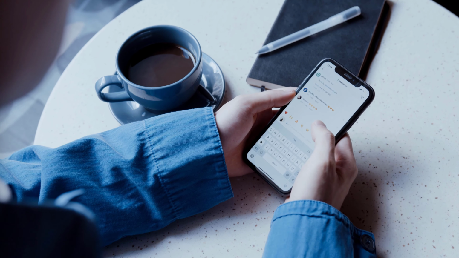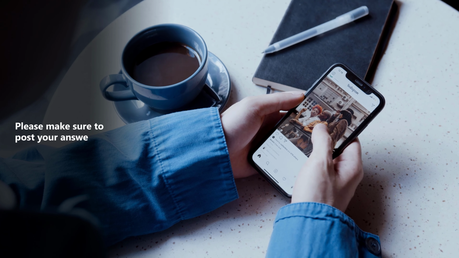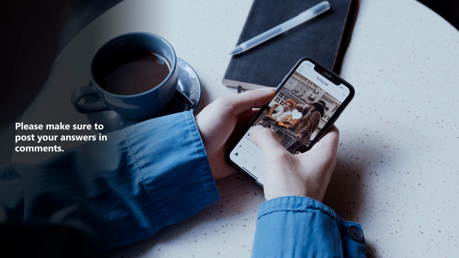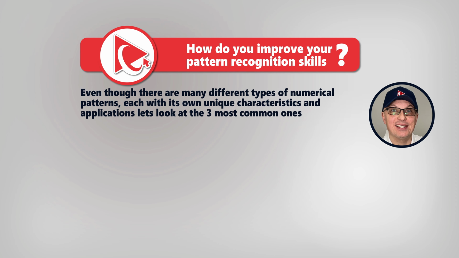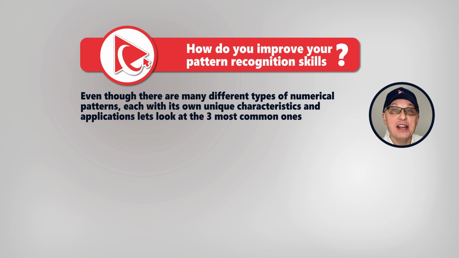Did you figure it out? Please make sure to post your answer, rationale, and thought process in comments. I get a lot of questions on how to improve your pattern recognition skills. Let me share with you 3 common patterns we frequently see on the test.